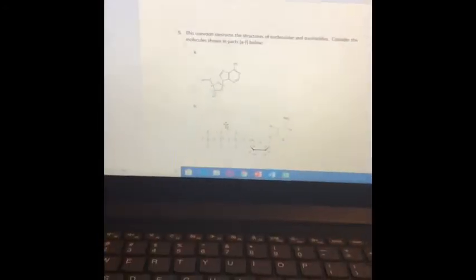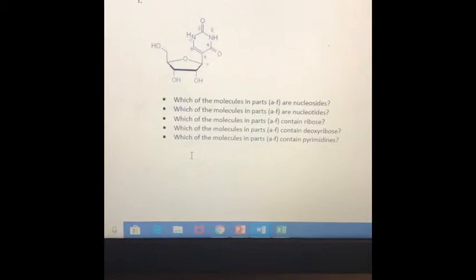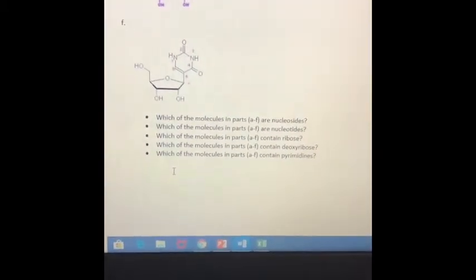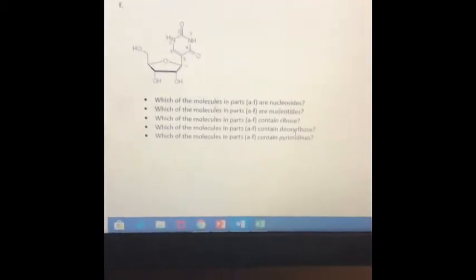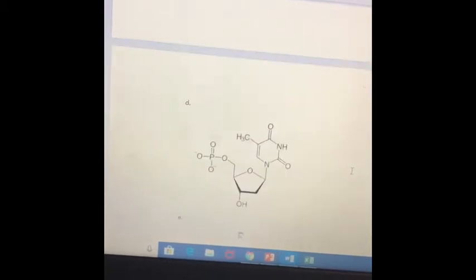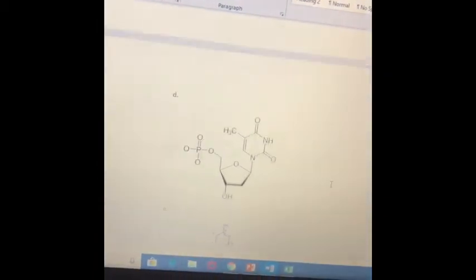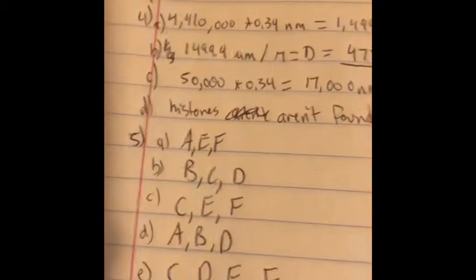So I'm in charge of problem number 5, Dylan, and it gives you different molecules A through F, and then at the bottom it asks you a couple questions. So the first one is which of the molecules in parts A through F are nucleosides, and so the part B is also with nucleotides, and the difference there is we're looking for phosphate groups, so we can see that the ones that don't have a phosphate group would be F, E, and A, and so that's what I have down there. And then the ones that do have phosphate groups, which are B, C, and D, those would be our nucleotides.